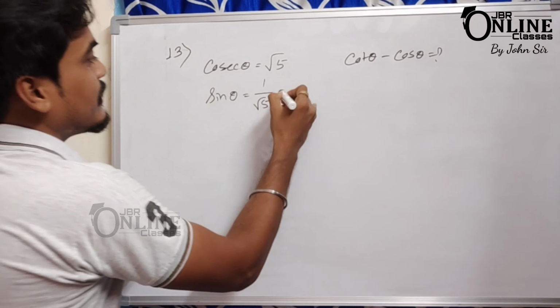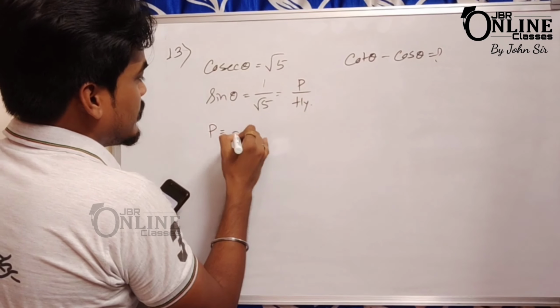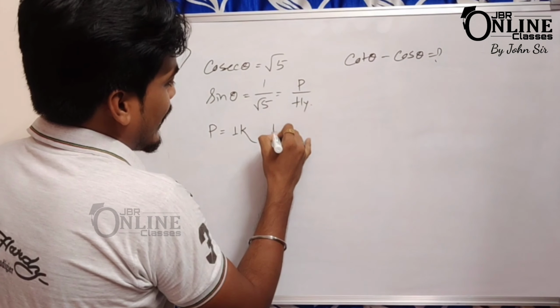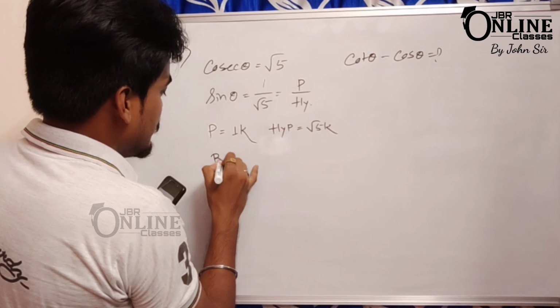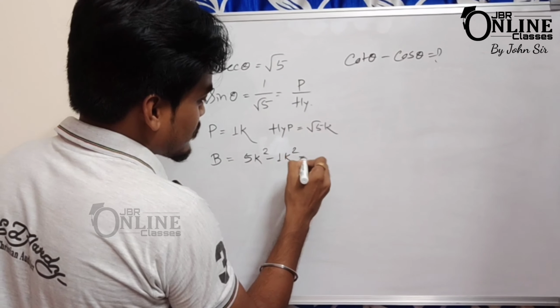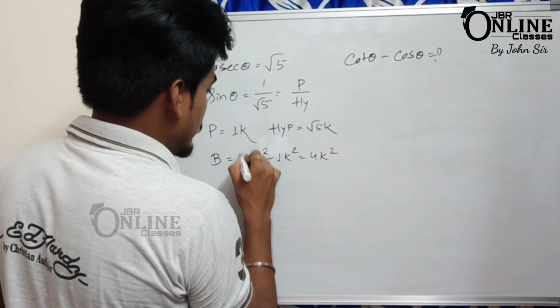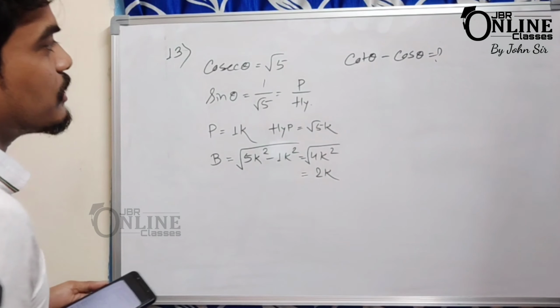Okay, now sin theta means perpendicular by hypotenuse, so that means perpendicular equals 1k and hypotenuse equals root 5k. Then base equals root over 5k square minus 1k square, that equals 4k square. So root over of 4k square, that equals 2k. So base equals 2k.